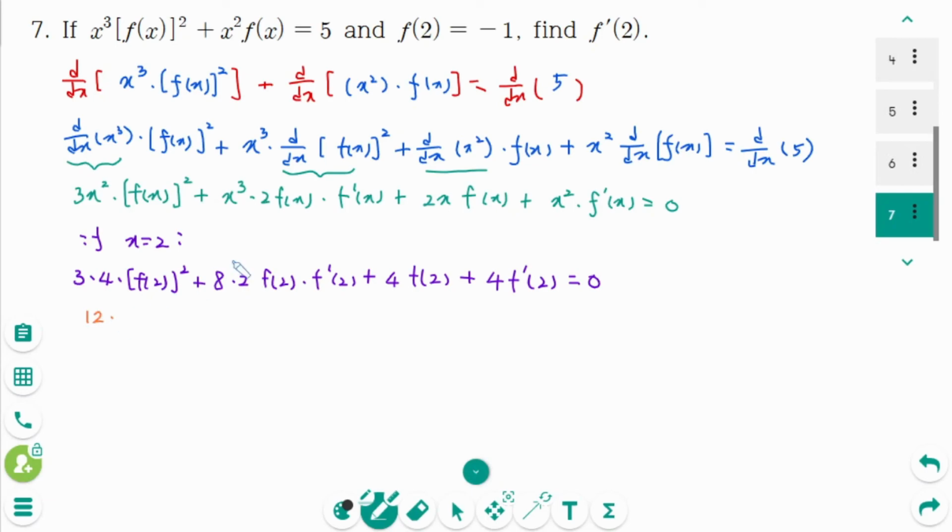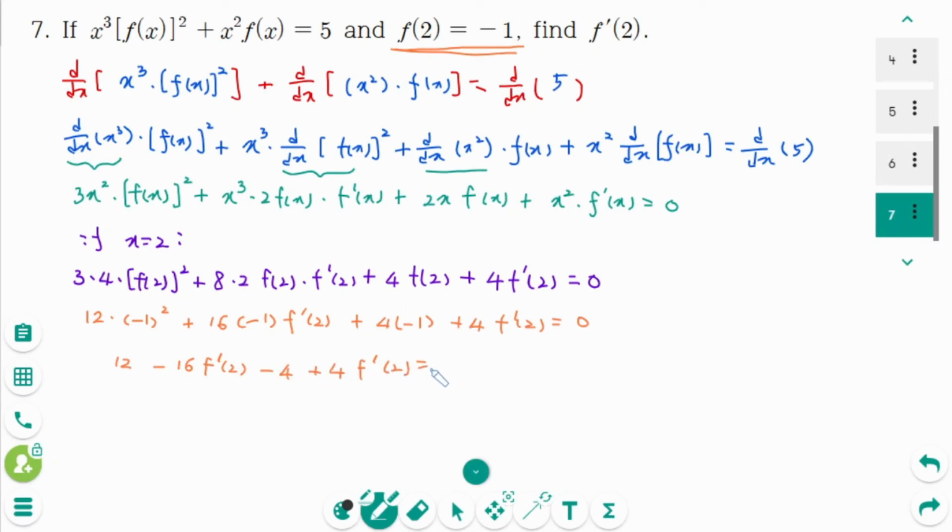Then 12 times f of 2 equals minus 1, so minus 1 squared plus 16 times f of 2 equals minus 1 times f prime of 2 plus 4 times minus 1 plus 4 times f of 2 equals 0. Then 12 minus 16 f prime of 2 minus 4 plus 4 f prime of 2 equals 0. Then 12 minus 4 equals 8. Then minus 16 plus 4 equals minus 12. F of 2 equals 0.